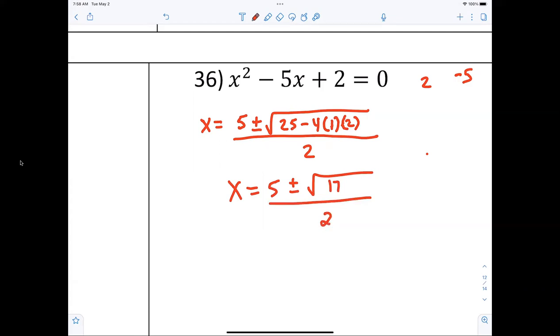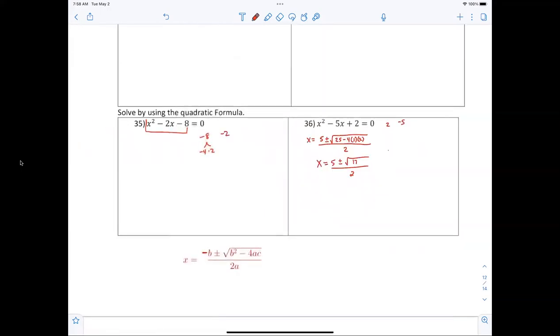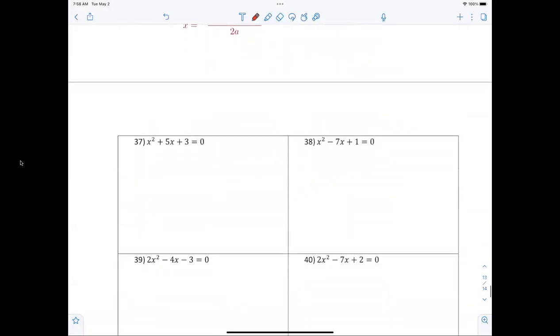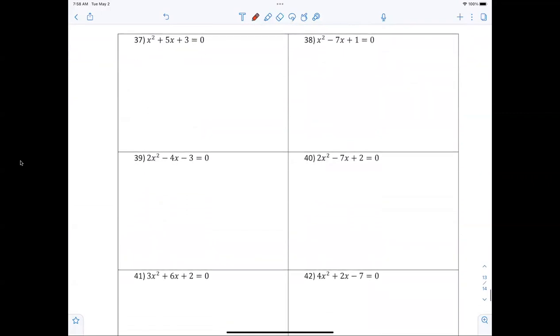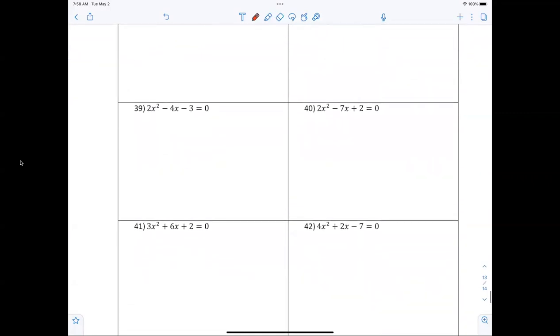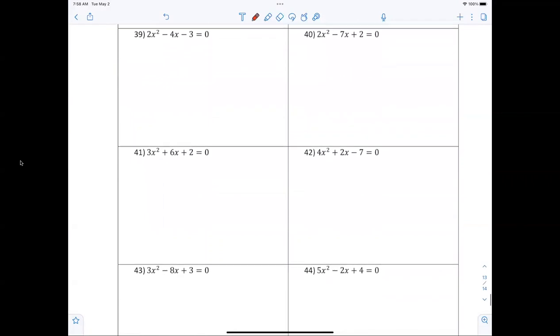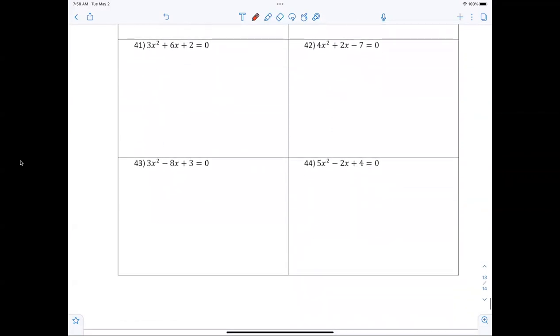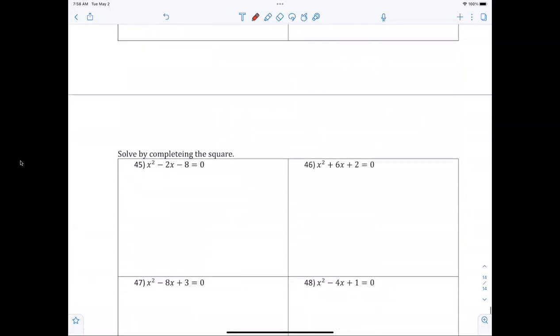All right, that is a must. That's on all tests. Quadratic formula. Anybody have any issues with the quadratic formula? Please review that. Okay, I feel pretty good about that.